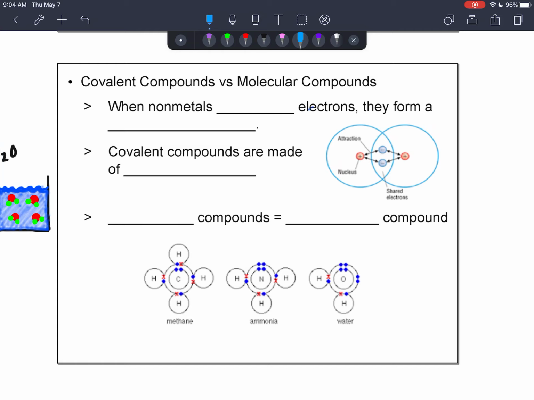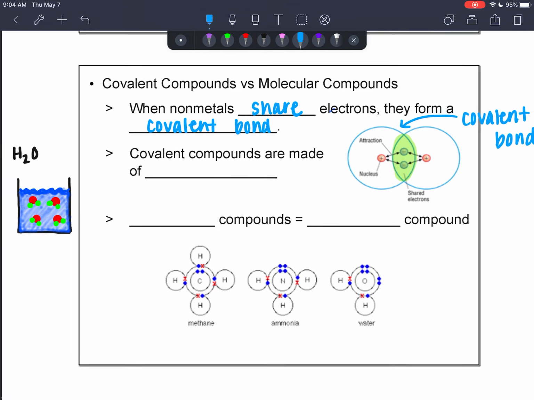So, covalent compounds versus molecular compounds, I've used those words interchangeably. When nonmetals share electrons, they form what's called a covalent bond. I've got this image here on the right side of my notes that shows the sharing of electrons in this overlap space. I've got an atom here on the left and an atom here on the right, and in this overlap space they are collectively pooling their electrons together and sharing them. This overlap is what we call the covalent bond. It is extremely strong. It is extremely difficult to break. It's kind of like these atoms are now hooked together because of this shared pair of electrons.